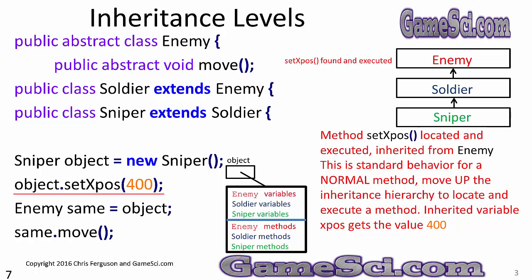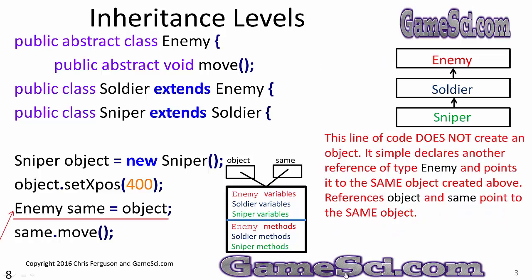If a Soldier object tries to run setXPosition, it tries it in Soldier first and then moves up the line to Enemy. And of course, setXPosition is passing 400 as a parameter, so that's what I imagine the X position value gets set to.